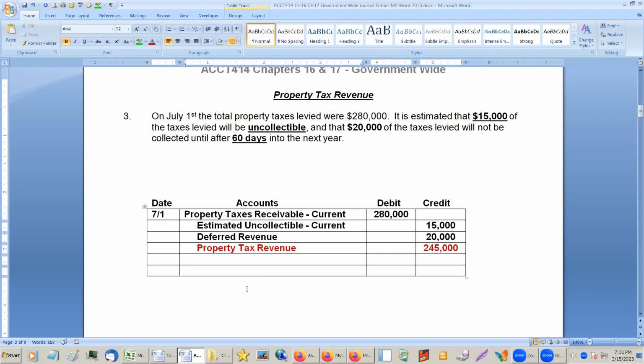And again, it's not earned. You know, you put this receivable on the books, this is an asset going up. There's revenues, they're going up. Once we levy the taxes, it's immediately counted as revenue. There is no earning of the property taxes.